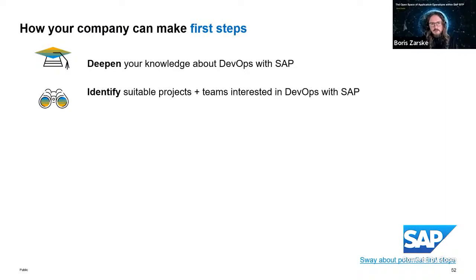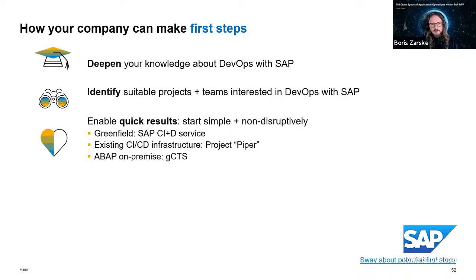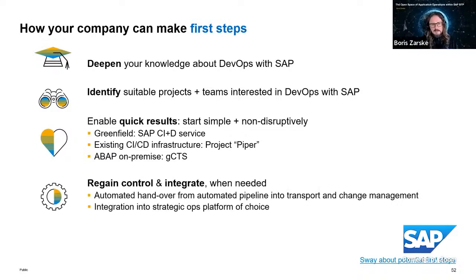Then pick out a first project and a team that is interested in this more agile approach, and allow them to gain first results, so that they get an early feeling for success with the new approach and can feel the benefit it brings, for example by using the CICD service or other approaches that give compelling first results. You can let them gain first experience, but as soon as they come up with a release candidate, you can centrally regain control and integrate, for example by switching on the handover into transport management.